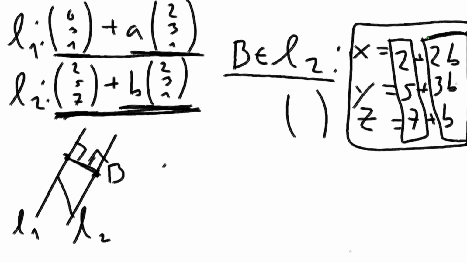But for A on line 1, so this is a new idea here, point A on line 1, I will not have the parameter a in that equation that I will construct in a second. I will just use this base point here, just the 0, 3, 1. I will not use the 2, 3, 1 again, because we already have that vector once thanks to B. So we just need a point on L1.